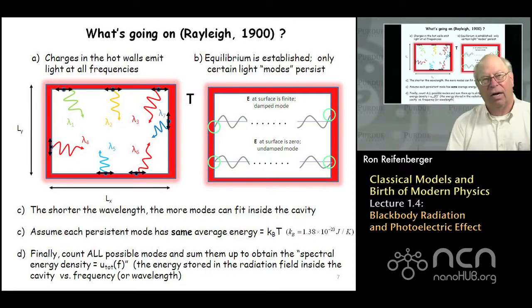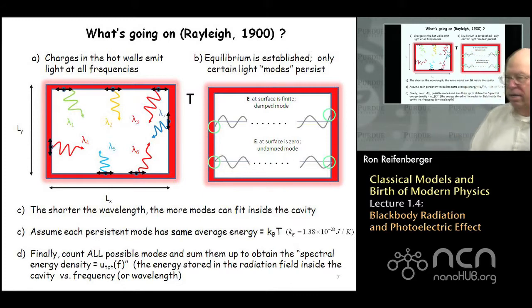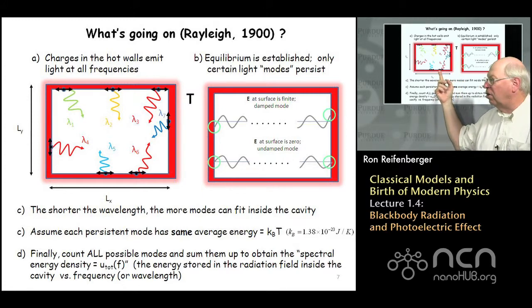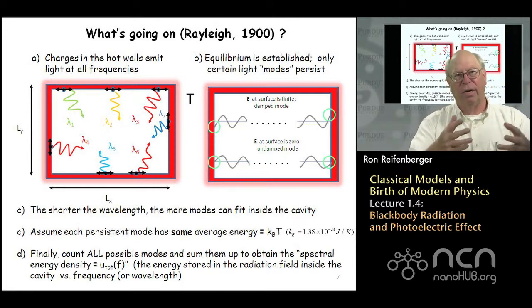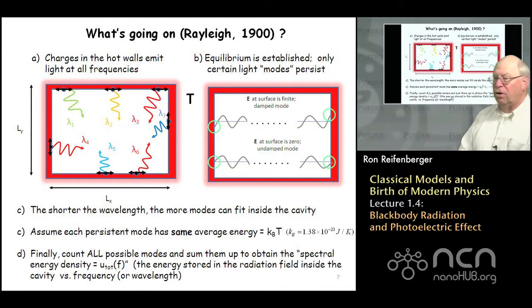So what's going on? Well, Rayleigh came up with an explanation in 1900, and Rayleigh's explanation was that there are charges, presumably in the walls of the oven, and these charges are jiggled back and forth as the temperature is increased. And of course, anytime you've got a charge that's accelerated, that charge will emit electromagnetic radiation. So all these so-called atomic oscillators in the surfaces of the oven will start to emit radiation at different wavelengths.